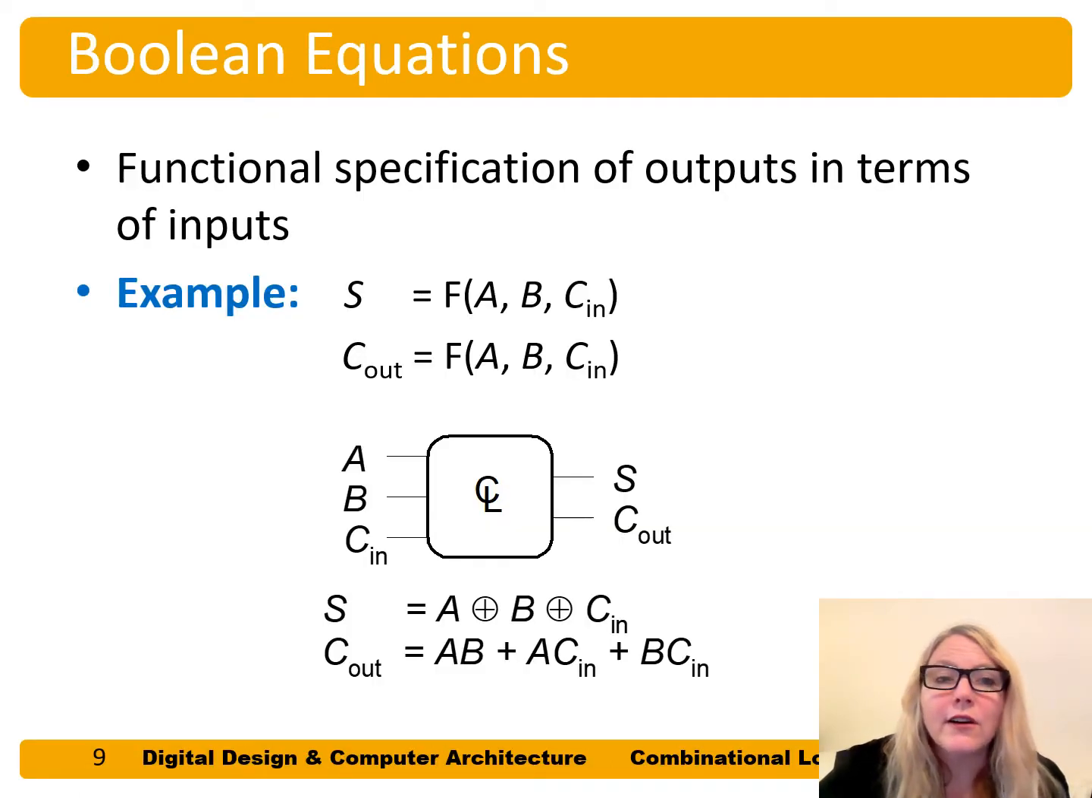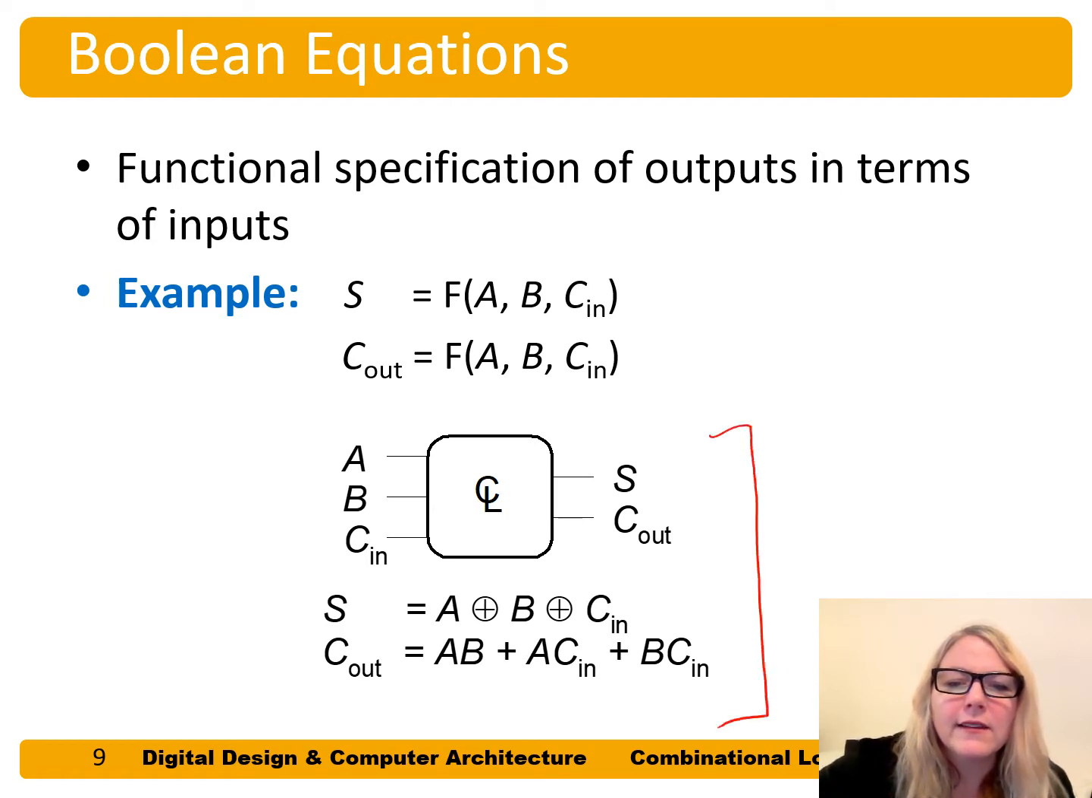So we can define our function of our combinational logic using an equation. So for example, here are the equations for a one-bit adder, where we have sum equals some function. This is how we read this: a function of inputs A, B, and C in. So the output S is some function of inputs A, B, and C in. C out is some function of the same inputs A, B, and C in.